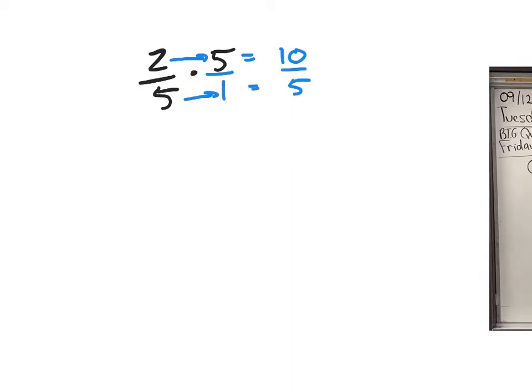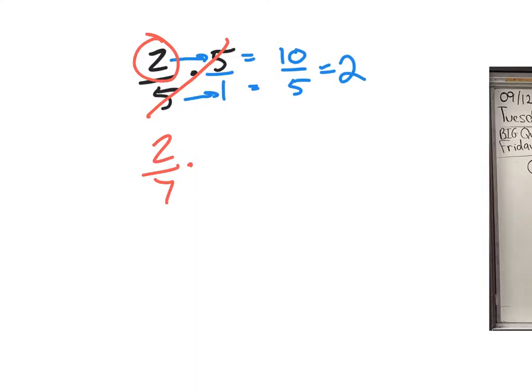But what's 10 over 5? It's really 10 divided by 5, which is what? 2. So the final answer is 2. So whenever you multiply a fraction by its denominator, what you could do right there is simply cancel them out, and your answer is 2. Right? Simple as that. So it doesn't matter what fraction you have, 2/7.